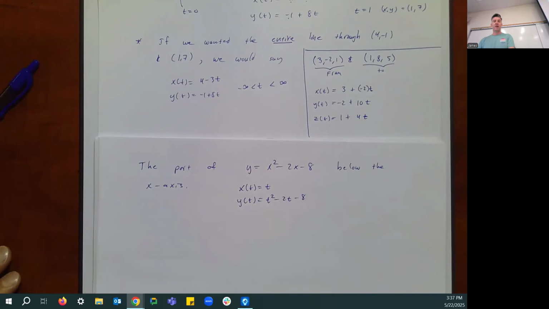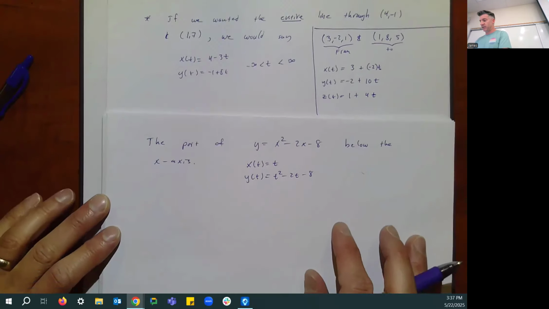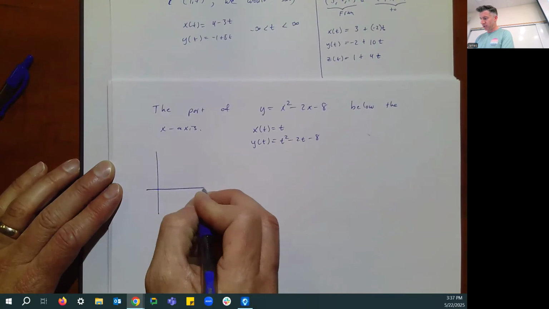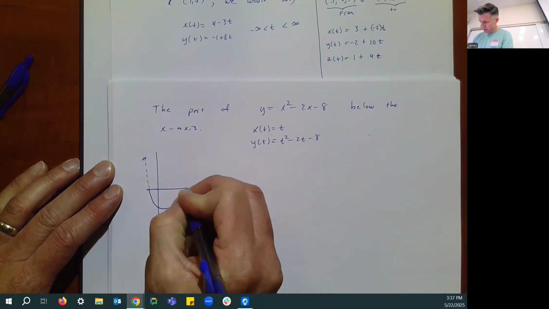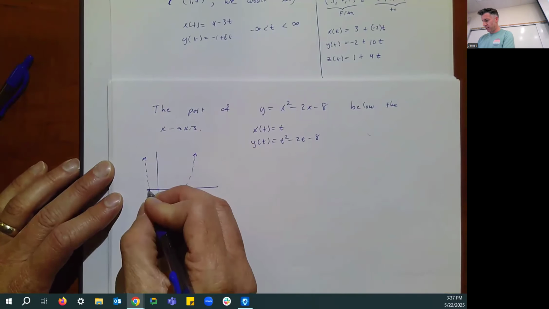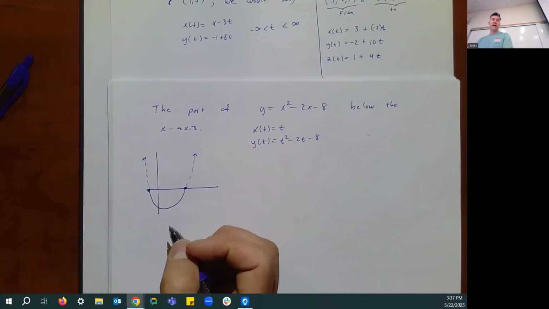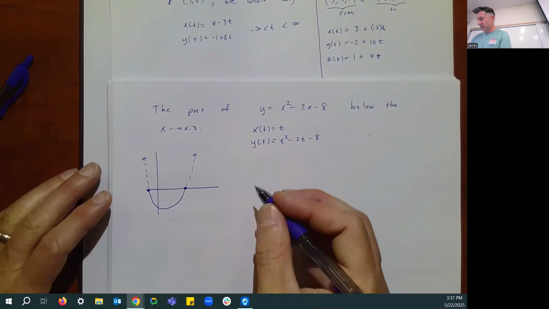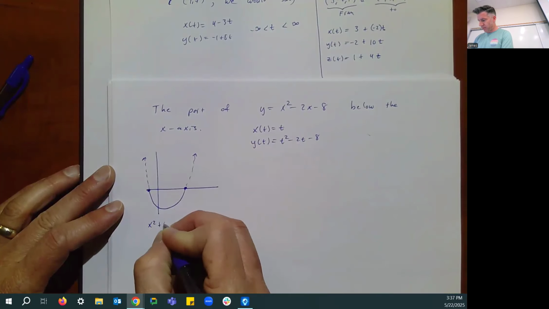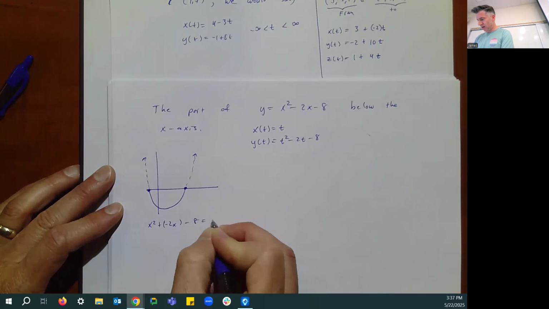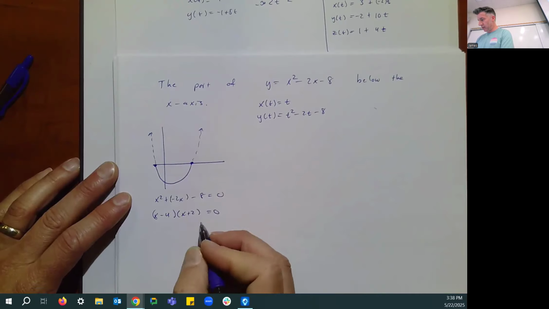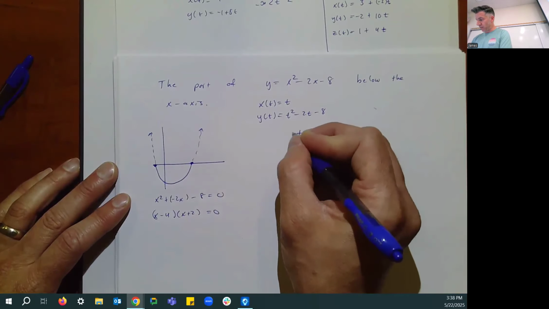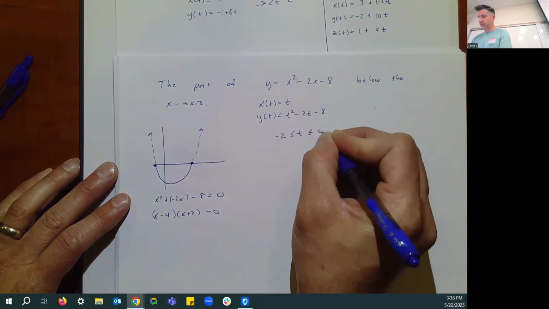Then the problem here is we have to figure out what our bounds for t are, because we want the part of the parabola below the x-axis. This parabola looks something like this. That's not the best parabola I've ever drawn, but you get the idea. So we want to find out what the x-intercepts are to find out what the bounds for t are. So set this whole thing equal to 0, x squared minus 2x minus 8 equals 0. I think that factors as x minus 4 times x plus 2. So we need x or t to go from -2 to +4.